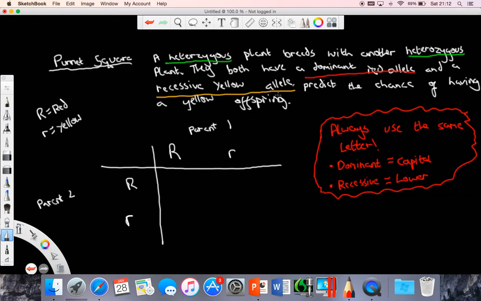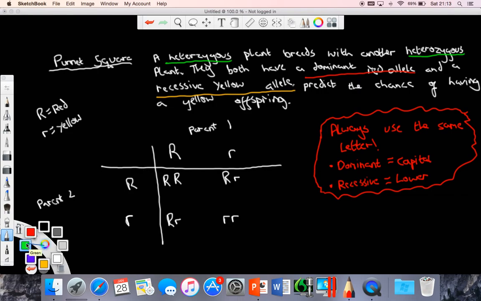Now we've said in the question that yellow is recessive. Therefore, in order for the offspring to be yellow, they need to be homozygous recessive. Okay? They have two lowercase r's. So all we do here is we go along and we fill in the two letters. So we get a capital R from this parent and a capital R from this parent. This one would get a capital R from this parent and a lowercase r from this one. This one down here will get a capital R from this one and a lowercase r from this one, like so. And this one will get two lowercase r's.